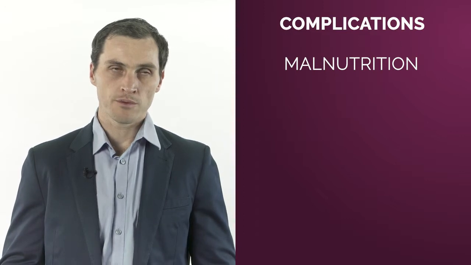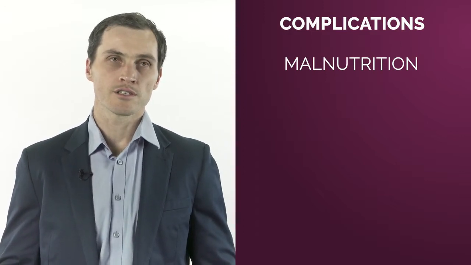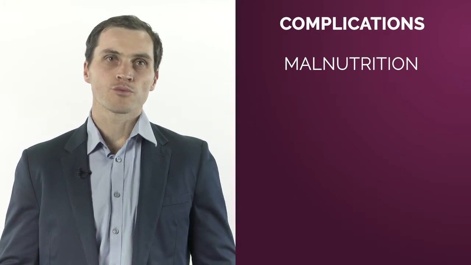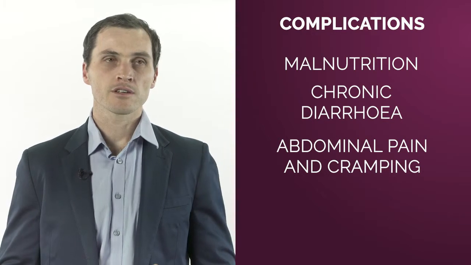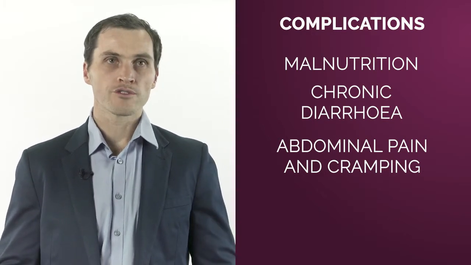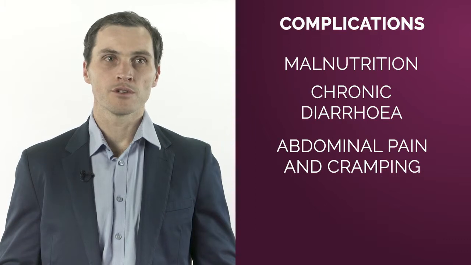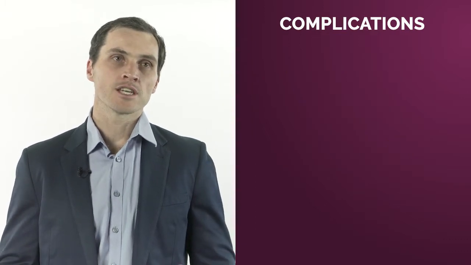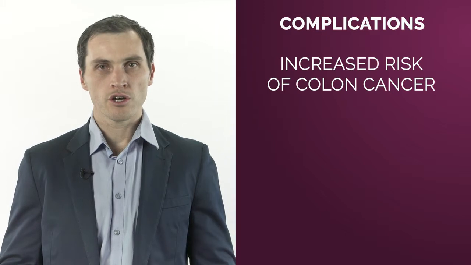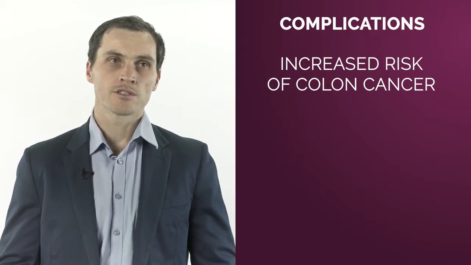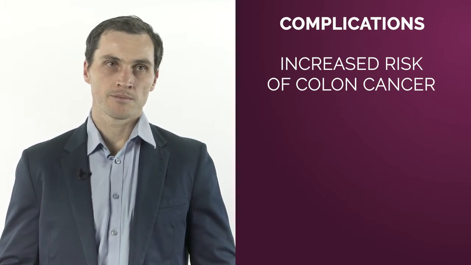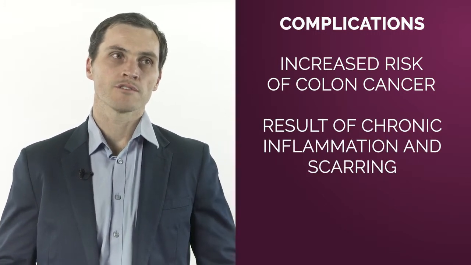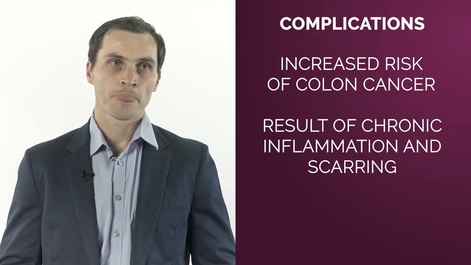In terms of other complications, malnutrition is also very common because of the GIT's inability to process food normally. The way this will present is often with chronic diarrhea and abdominal pain and cramping, which makes it difficult either for the person to eat or for the intestine to absorb enough nutrients to keep a person nourished. Another very serious complication is the increased risk of colon cancer. It is very common to see people with long-standing Crohn's disease develop colon cancer, and this is often a result of the chronic inflammation and scarring that occurs.